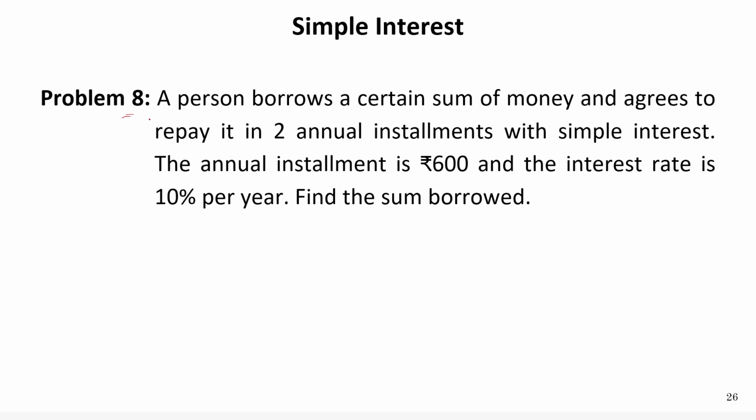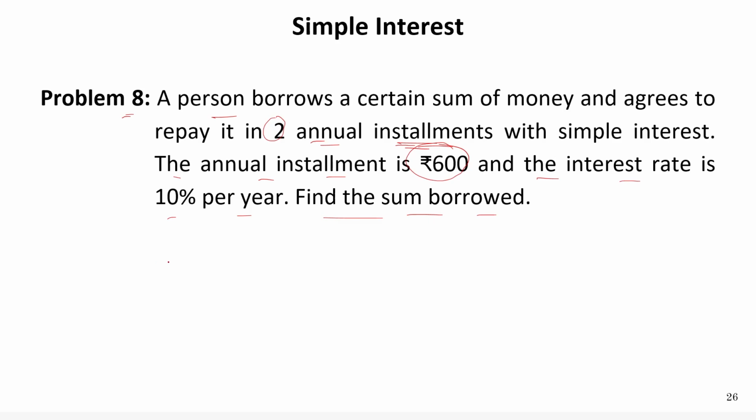So let's see problem number 8. A person borrows a certain sum of money and agrees to repay it in 2 annual installments with simple interest. The annual installment is 600 rupees. The interest rate is 10% per year. So find the sum borrowed. Here what you need to understand is there are 2 annual installments involved, and the 2 can be both different from one another.